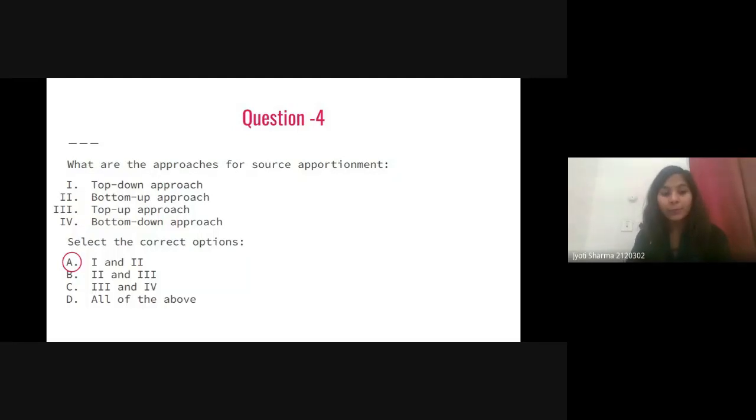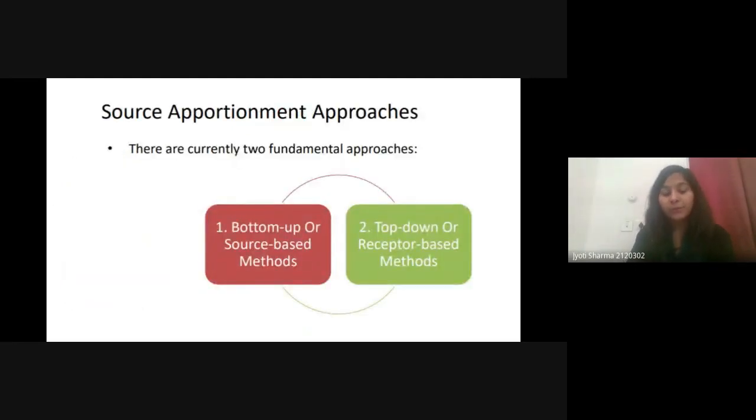So we do have two approaches. The first is bottom-up and the second is top-down. Bottom-up is also known as the source-based approach, because we start this kind of approach from the source only. The second is top-down, also known as the receptor-based method, where the initial step will be from the receptor. So we will know what you mean by these two kinds of approaches.